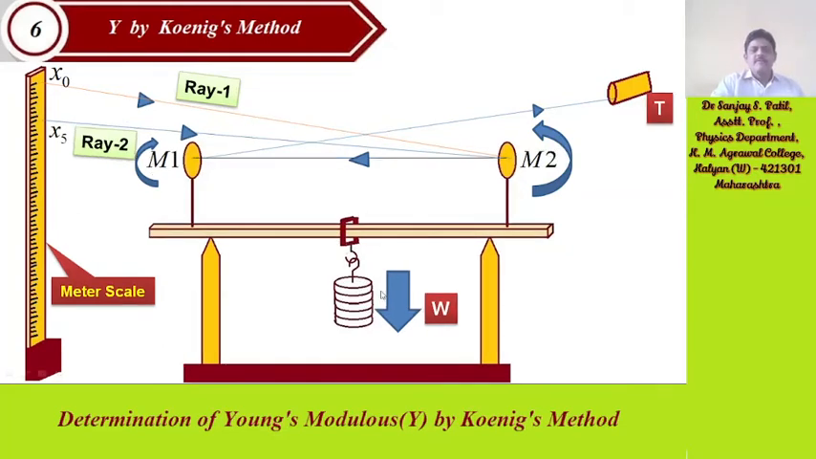Now we apply the fifth weight. Again, x0 to x5, that ray 2 is incident on mirror M2, and that is reflected back to mirror M1, and from mirror M1 to the telescope, and this is happening due to the bending action of mirror M2 as well as mirror M1. Again, there is a bending action at the center of this beam due to application of these weights which we have applied here.